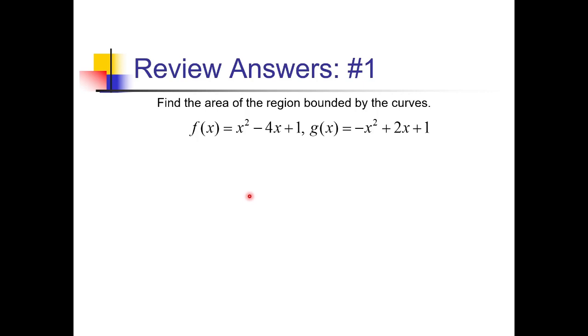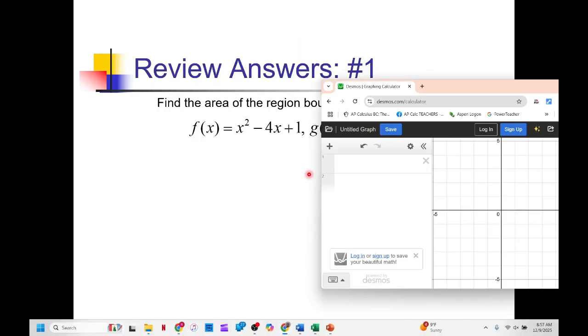For this problem, they want us to find the area bounded by the f of x and g of x curves. These are all calculator problems on this review, so let's go ahead and go to Desmos and graph this out. So here is Desmos.